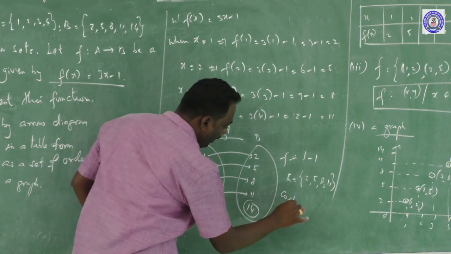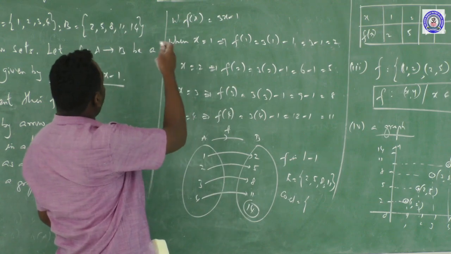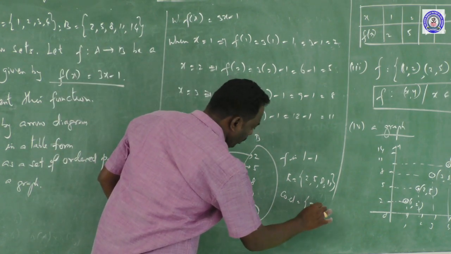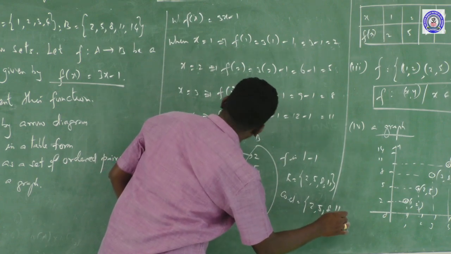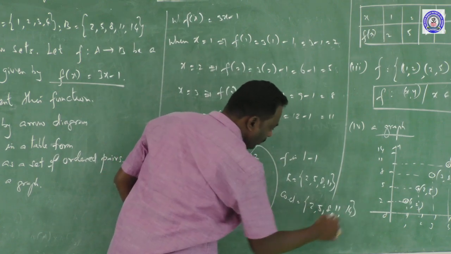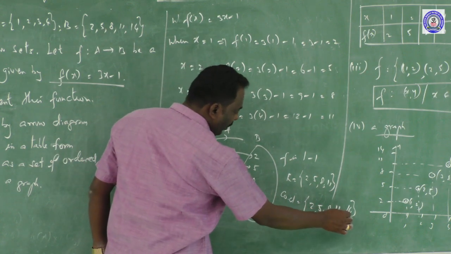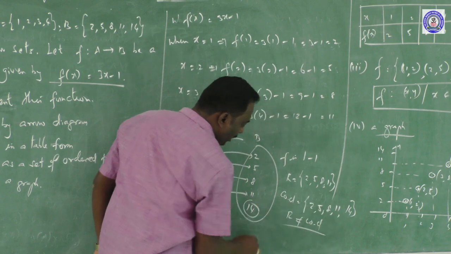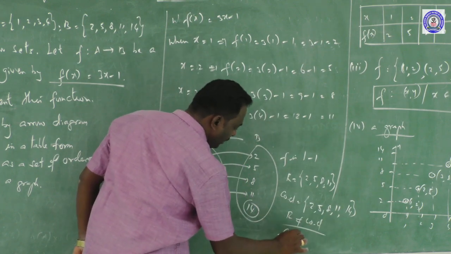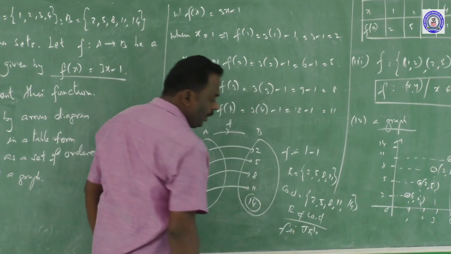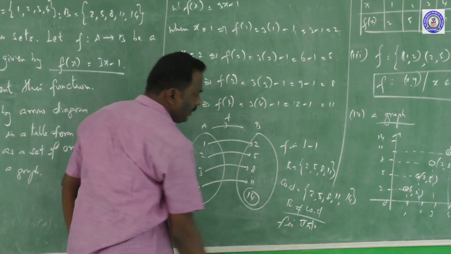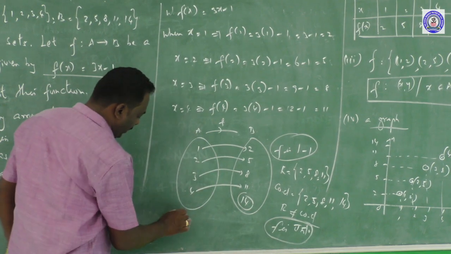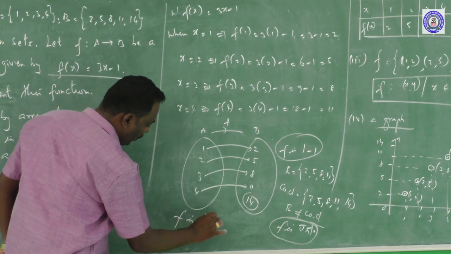And the codomain is defined by what? The elements of set B are the codomain: 2, 5, 8, 11, 14. Now compare: 14 is not in the range. Therefore the range is not equal to the codomain. Therefore the function is an into function. So the function is one-to-one and into.